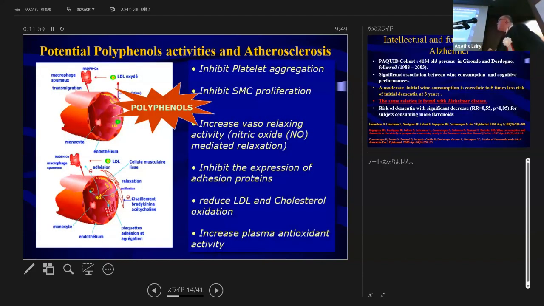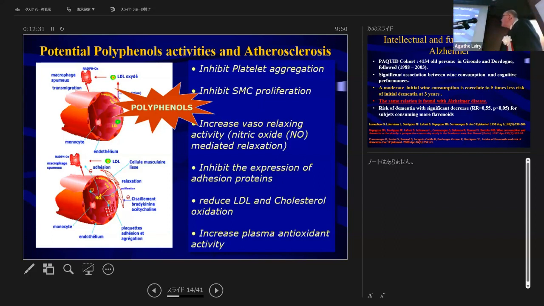A lot of work was done. For example, polyphenol activity in atherosclerosis shows that it inhibits smooth muscle cell proliferation, increases vasorelaxing activity and nitric oxide-mediated relaxation, inhibits the expression of adhesion proteins, can reduce LDL and cholesterol oxidation, and increases plasma antioxidant activity.